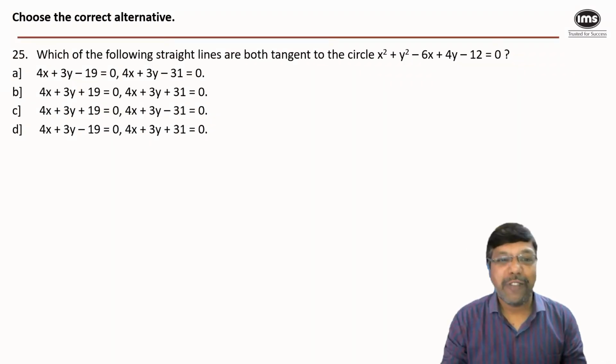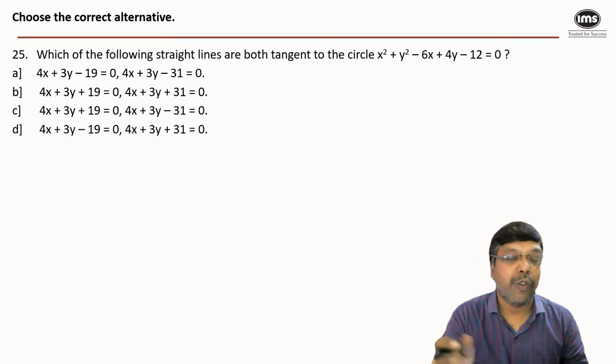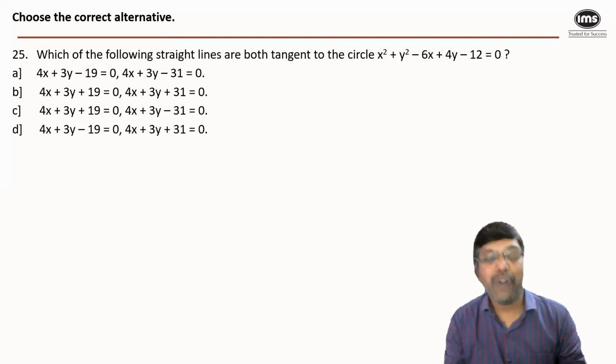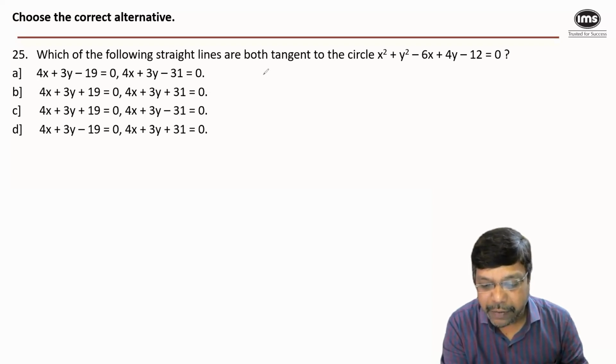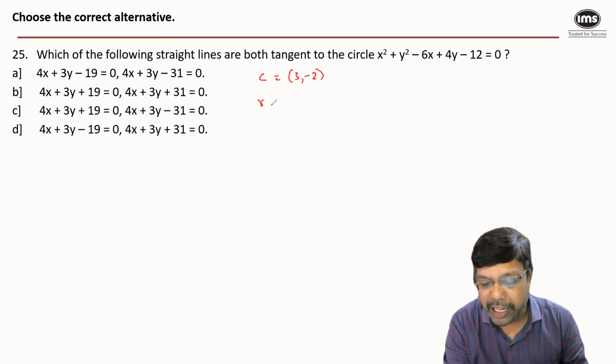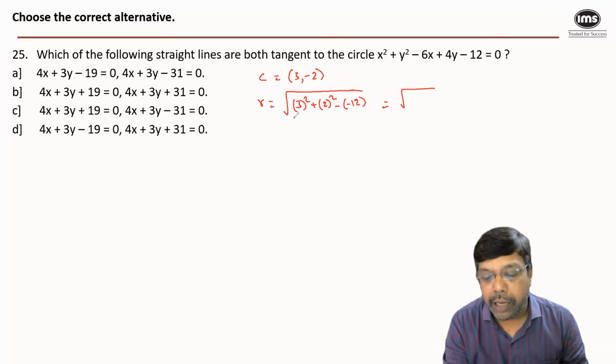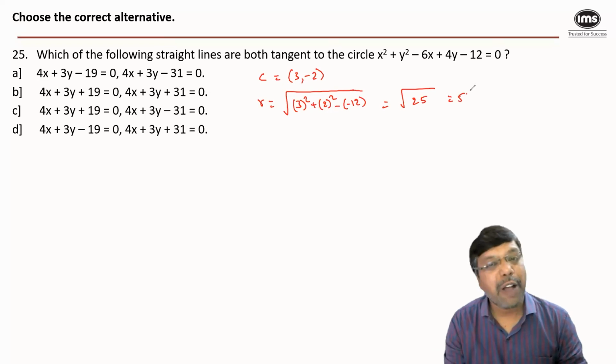Now let's look at the 25th question. Which of the following straight lines are both tangent to the circle x square plus y square minus 6x plus 4y minus 12 is equal to 0? Now, the center for the given circle is 3, minus 2. And the radius is square root of g square plus f square minus c, which is equal to square root of 9 plus 4 plus 12, that is 25. So we get the radius as 5.